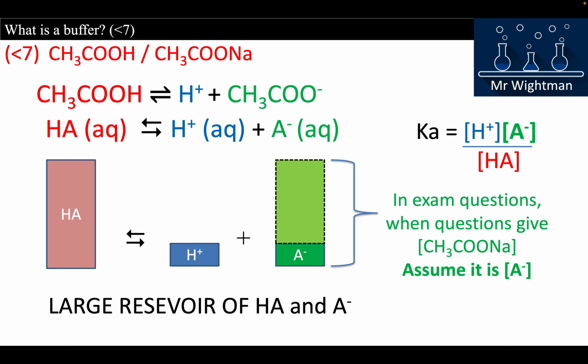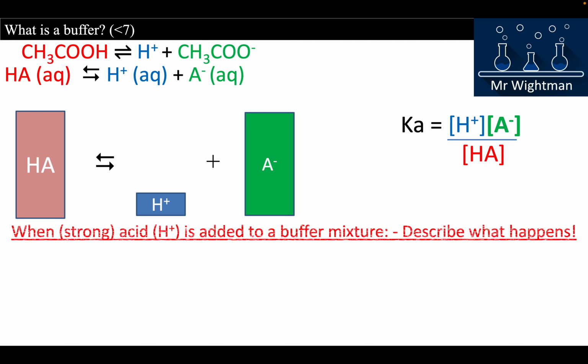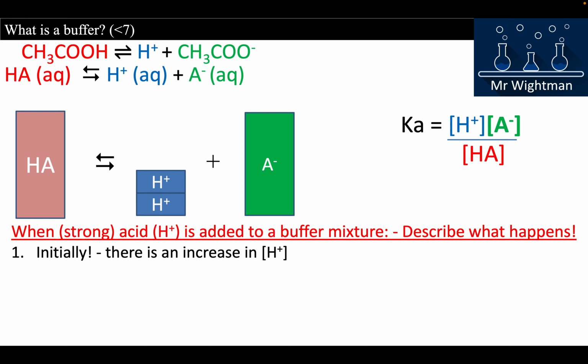The large reservoir of HA and A- that is produced is now what we would describe as being the buffer solution that has been prepared. So if we were to add hydrochloric acid, which is a strong acid, to our buffer mixture, you could be asked to describe what happens to this. So initially, there would be an increase in H+. So if you were to add H+ as hydrochloric acid, that would increase slightly.